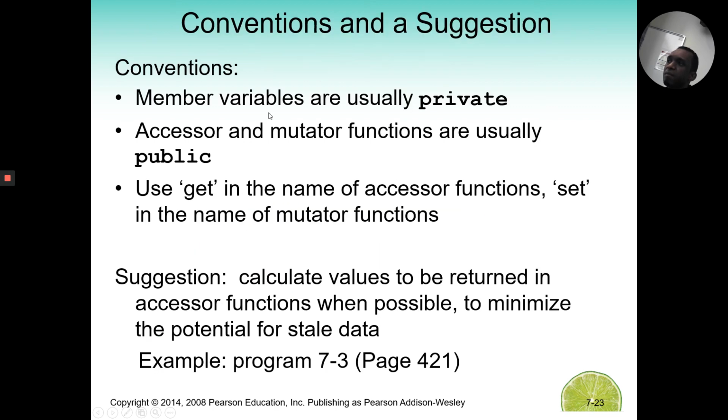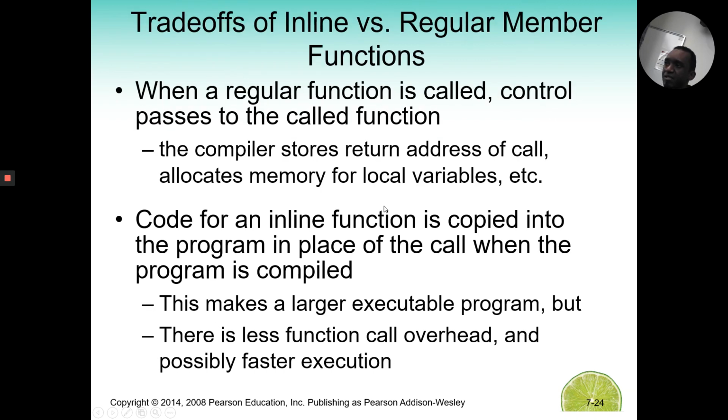The convention is member variables are usually private. Accessor and mutator functions are usually public. Use get in the name of the accessor function, and set in the name of mutator functions. The suggestion is to calculate the values to be returned in an accessor function when possible to minimize the potential for stale data. And again, this book provides you with examples. Try to run those examples.